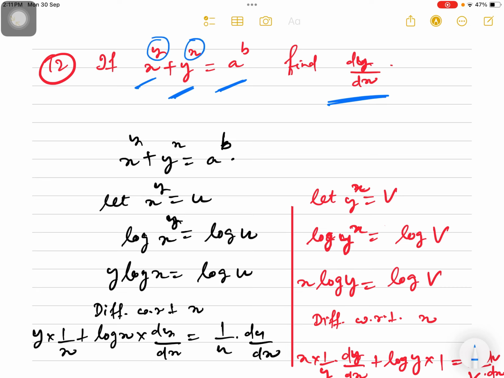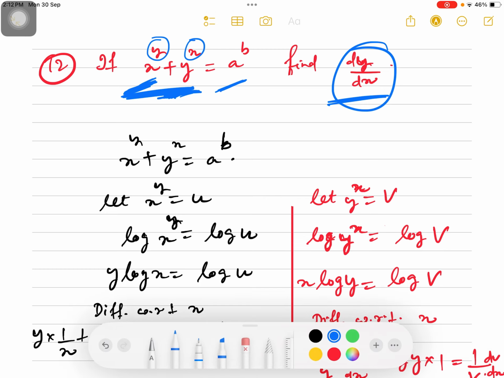See, the variables are in exponent form, first thing. And there are two functions in addition form. First function is x^y and second function is y^x. The two functions are in addition form, and also the variables are in the exponent form. So this type of question, when we have to find dy/dx, we have to differentiate.